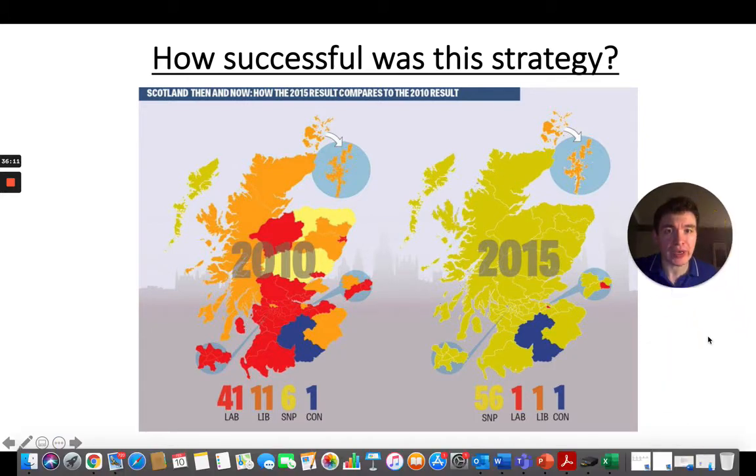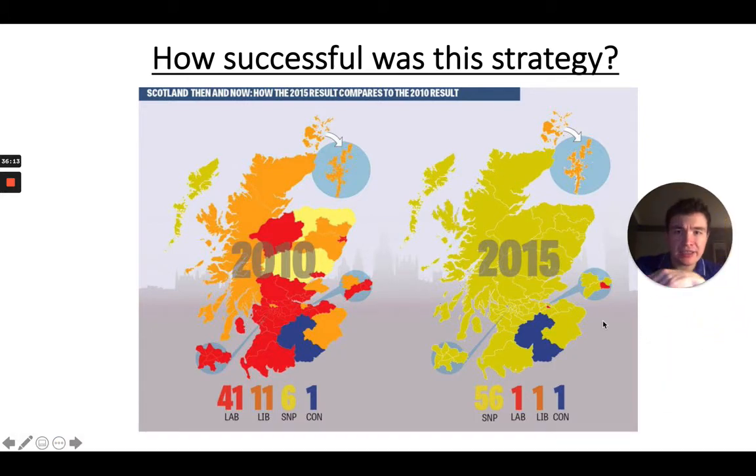Okay, if we look at 2015. This is the electoral map of Scotland in the 2010 UK general election. Now, Labour win the vast majority of seats. And in fact, Labour increased their vote in this. Now, this is partly due to the fact that Gordon Brown was Prime Minister.